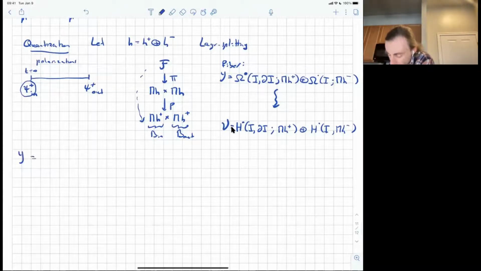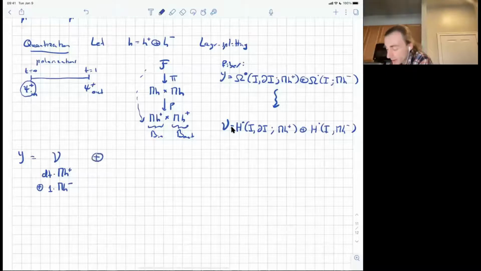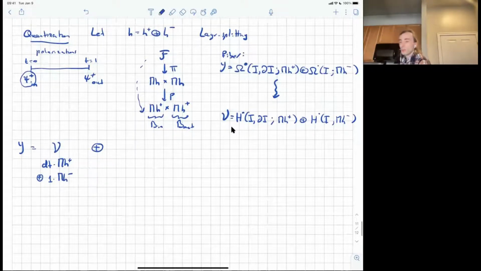So first of all, I'm splitting my Y into representatives of cohomology, which is, let's say, dt, where t is the parameter coordinate along the interval, dt times pH plus, because this cohomology is spanned by dt, plus 1 times pH minus, because this is the absolute cohomology of the interval spanned by the constant function 1. And then I have a complement, and here I should just take the symplectic complement, the symplectic orthogonal of V.